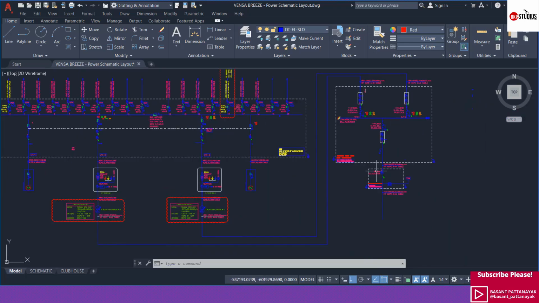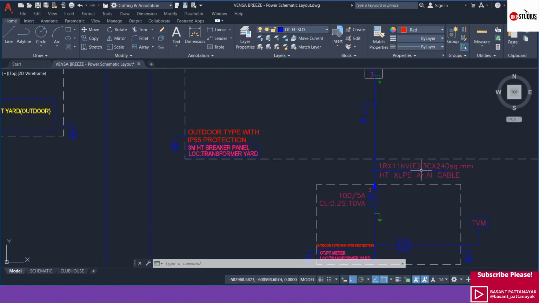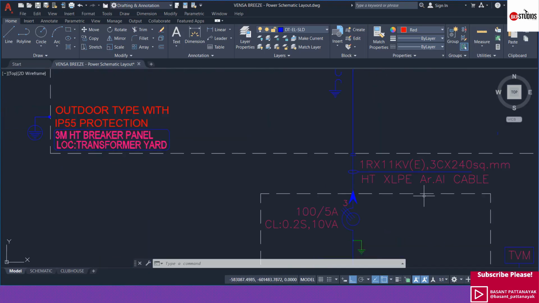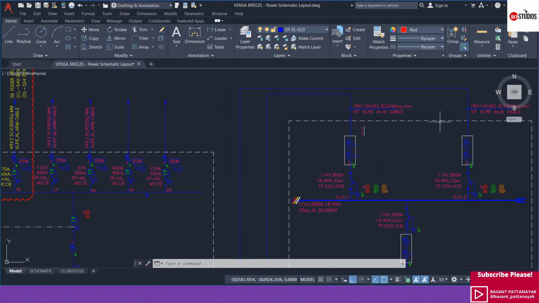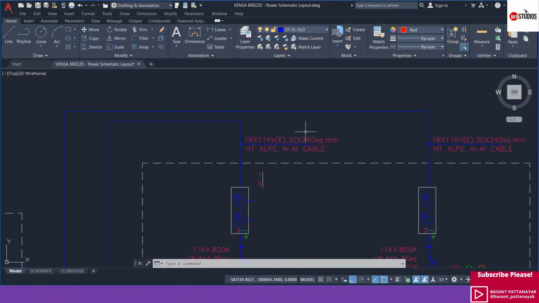If you observe this single line diagram, you can see the size of the incoming HV cable is 3 core 240 square mm aluminum cable. The incomer of the HT panel is the same. If you look at the outgoing, you can see the same cable there: 3 core 240 square mm XLPE aluminum armored cable.